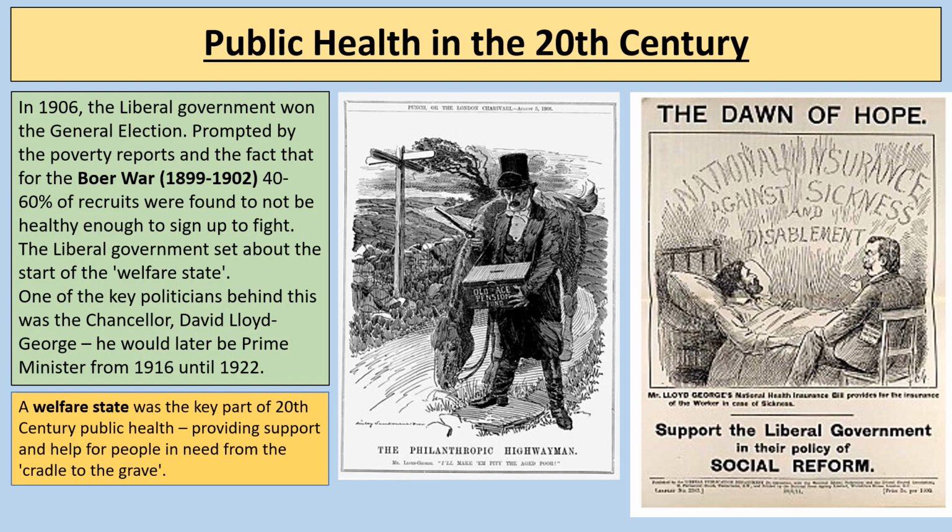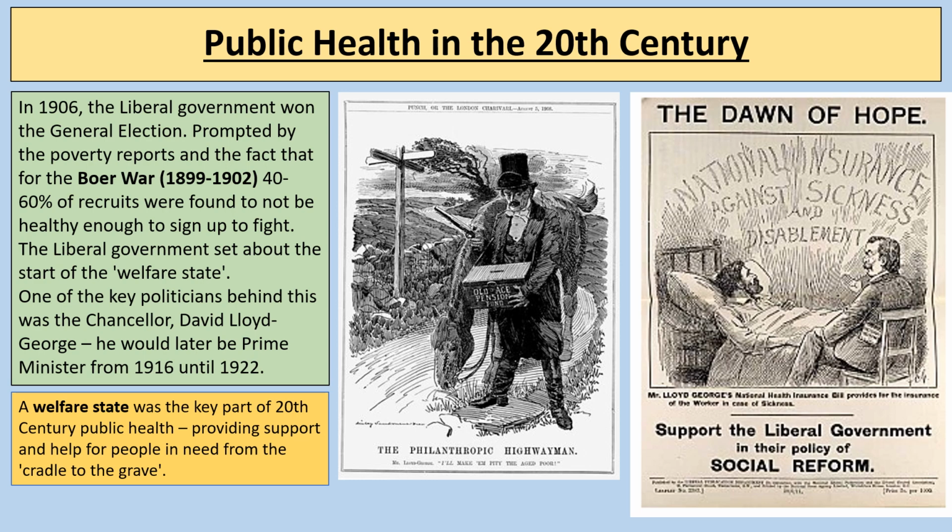Okay, in terms of public health in the 20th century, in 1906 the Liberal government won the general election, prompted by poverty reports and the fact that for the Boer War, 40 to 60% of recruits were not found to be healthy enough to sign up to fight. The Liberal government set about the start of the welfare state.